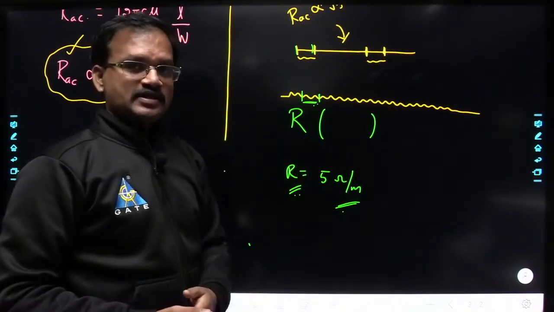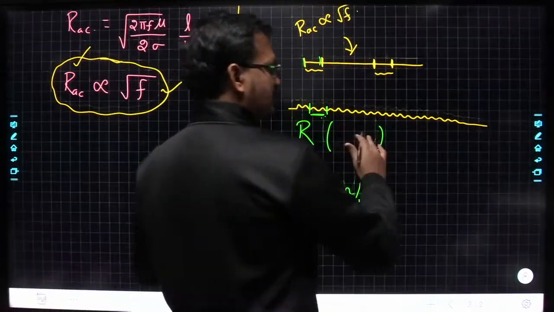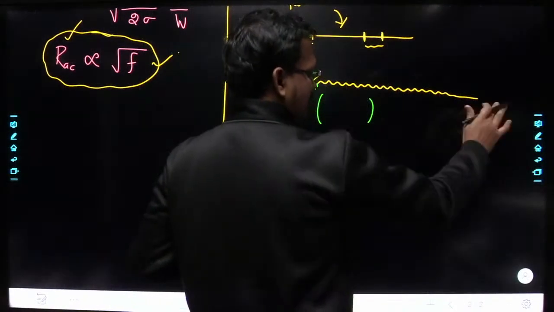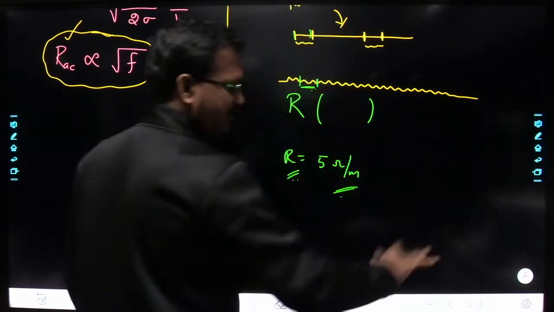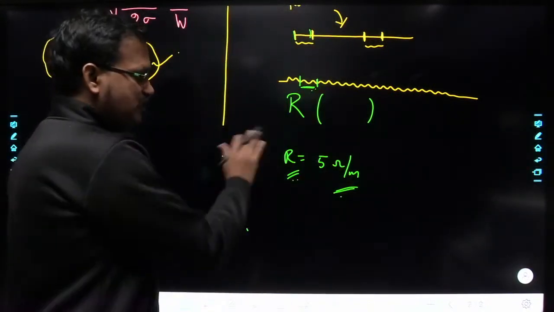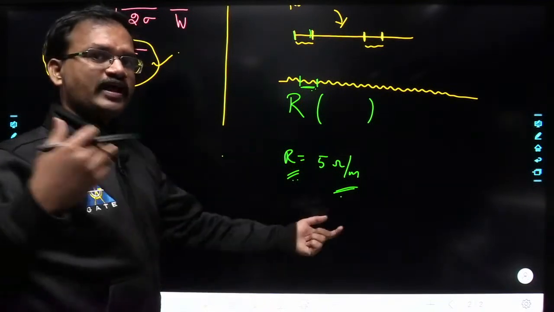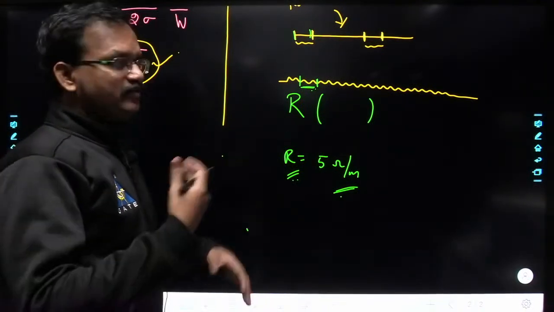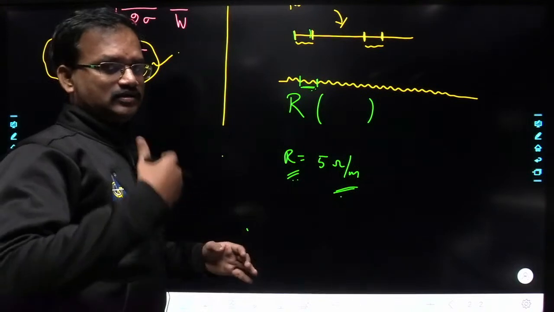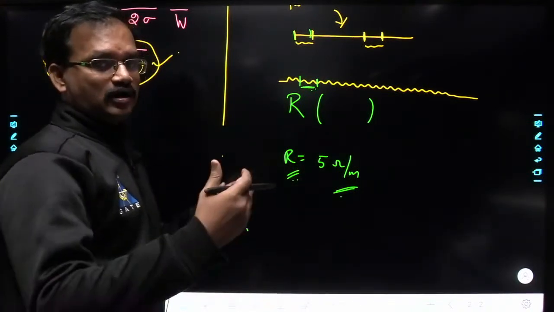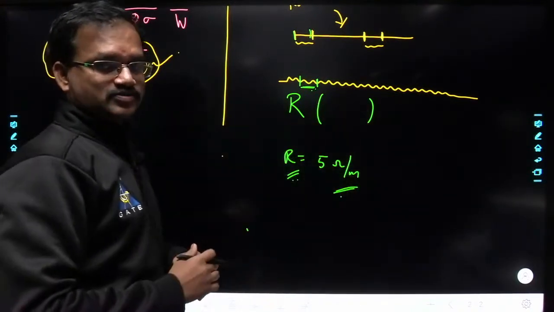transmission line. Why? Suppose for the transmission line the length changes, then every time you have to change the value of resistance. Understood? So if the length of the transmission line changes, then every time you have to represent the resistance offered by that length of the transmission line.